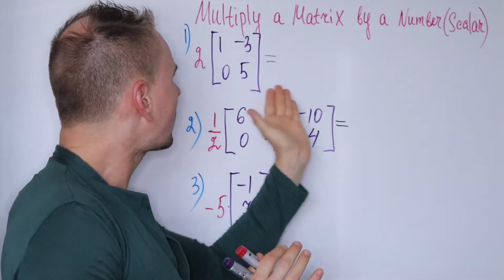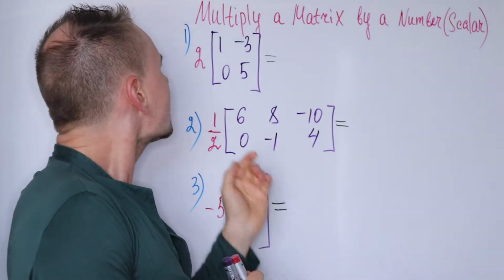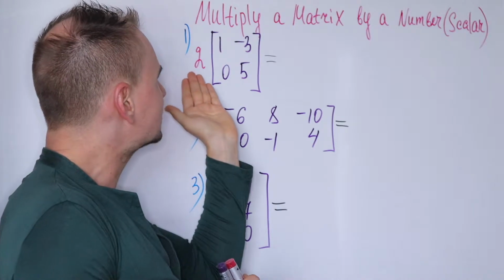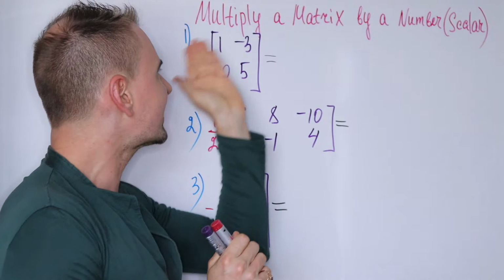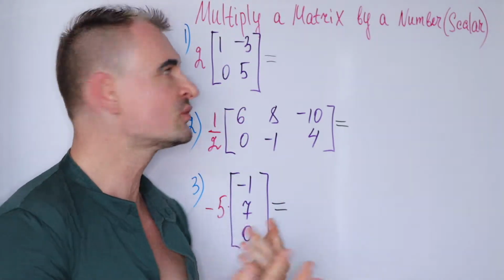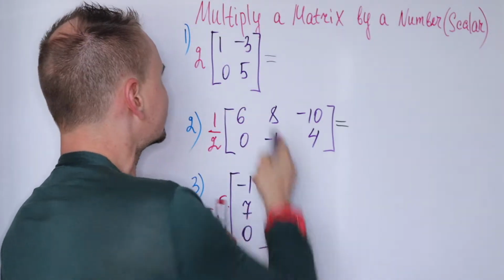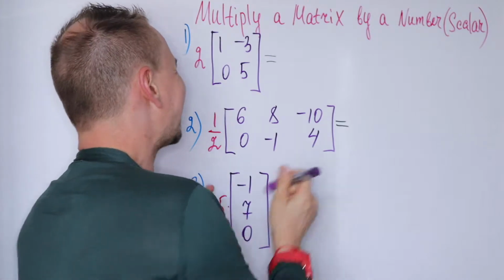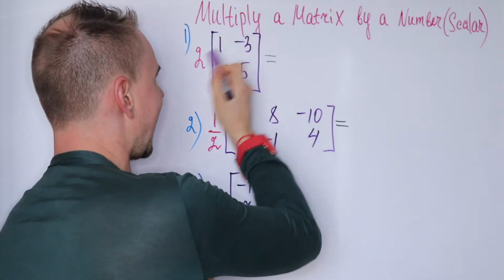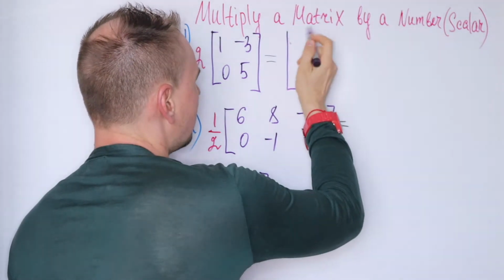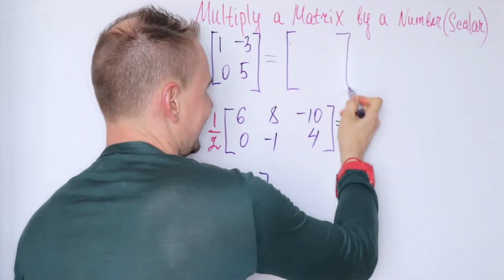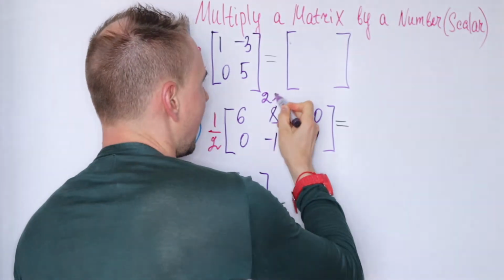So let's take a look at a few. Say you need to multiply 2 by this matrix. So your matrix has size 2 by 2, since it's a square matrix. It contains 2 rows and 2 columns. So your resulting matrix has the same size, so it's 2 by 2.